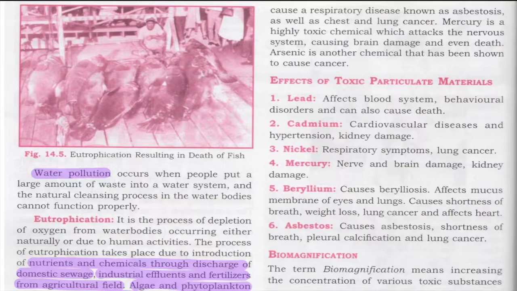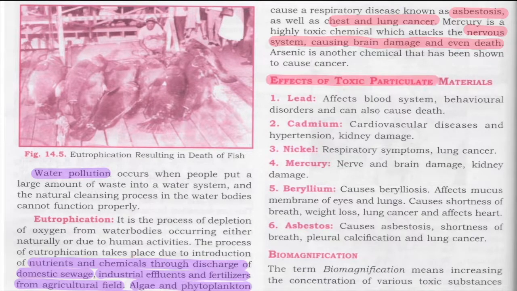Asbestos can cause a respiratory disease known as asbestosis, and it can also cause chest and lung cancer. Mercury is a highly toxic chemical which attacks the nervous system, which causes brain damage and even death. Arsenic is another chemical that has been shown to cause cancer.